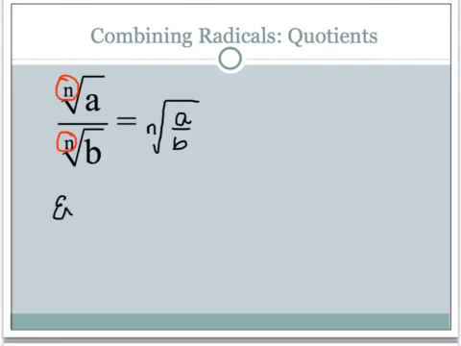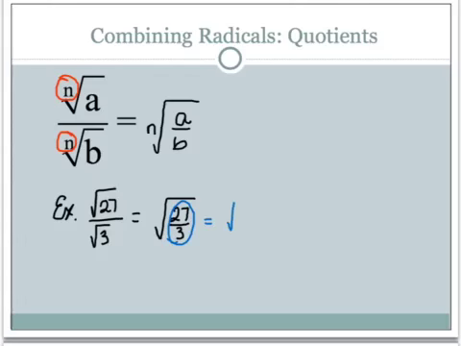Quick example. Let's say we have the square root of 27 divided by the square root of 3. Well, this looks horrible to try to simplify. But because we're doing the square roots for both, I can just rewrite them as the square root of 27 divided by 3. And now I can simplify, because 27 divided by 3 is 9. So I really have the square root of 9, which we can simplify again and get 3.